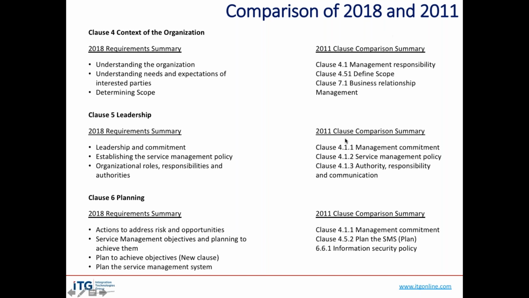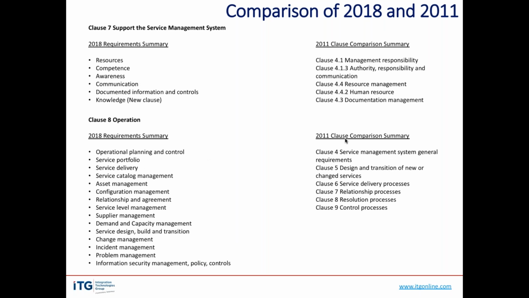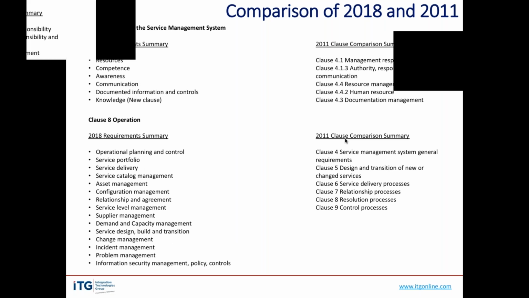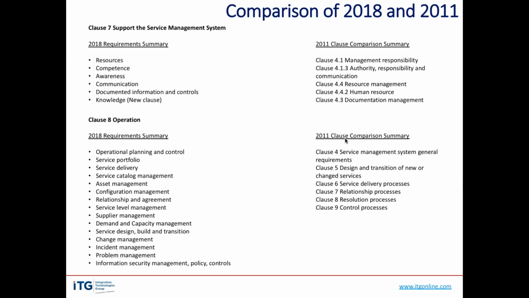There we go. So clause 7, again, a lot of clause 7 was the front end of the old standard, but this is where we identify resources, determine the competences and the awareness, and where we set up our communication of both the service management system and the requirements that wrap around the management of the system. And we also have a new clause here, which is in regards to knowledge and knowledge management, and I'll talk a little bit about that here in a second as well. Okay.